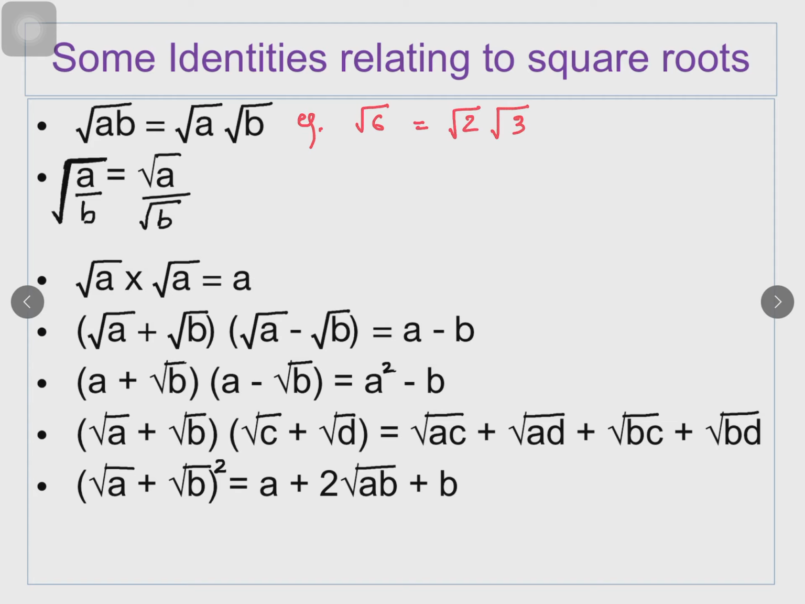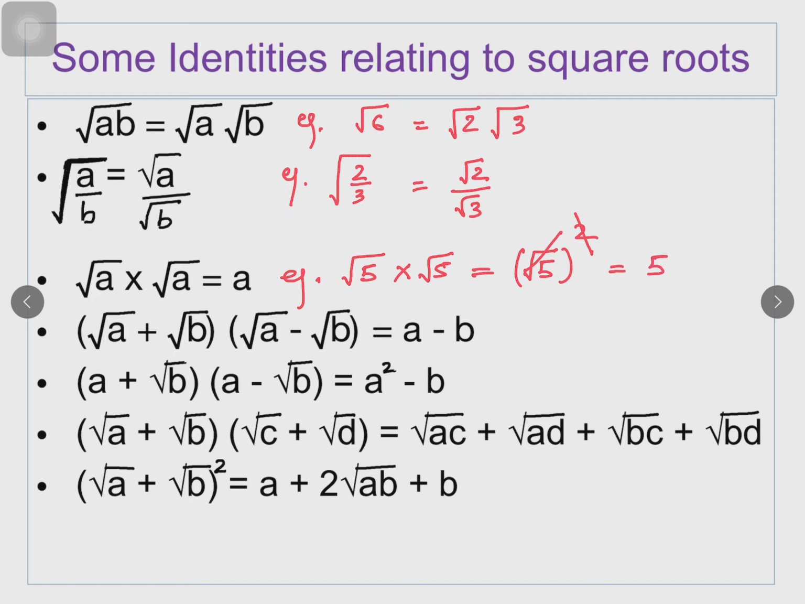Similarly, if you have a number like root of 2 by 3, this can be written as root 2 divided by root 3. We have separated the root for the two numbers. Third one, we have root A into root A, and the result will be A. That means if you multiply two numbers which are the same under the root, let's say root 5 multiplied by root 5, this will result in 5, because when you multiply them you get root 5 square, and this square power will cancel out the root, so the result will be 5.